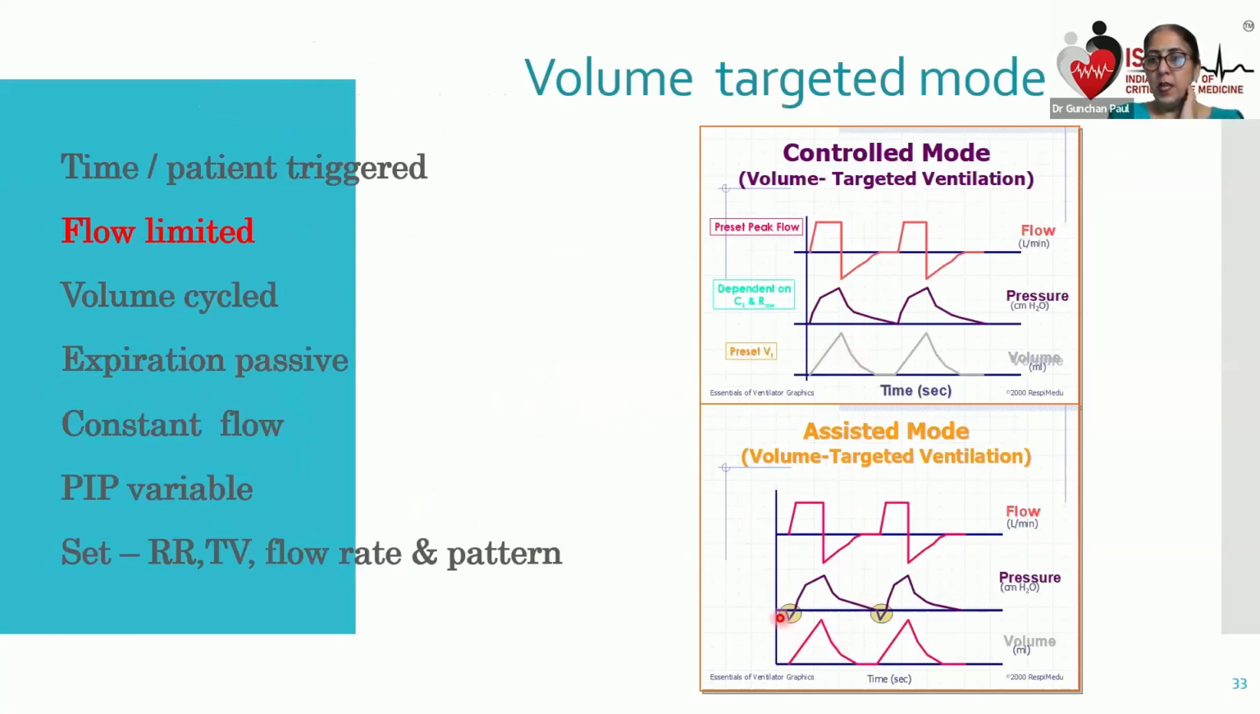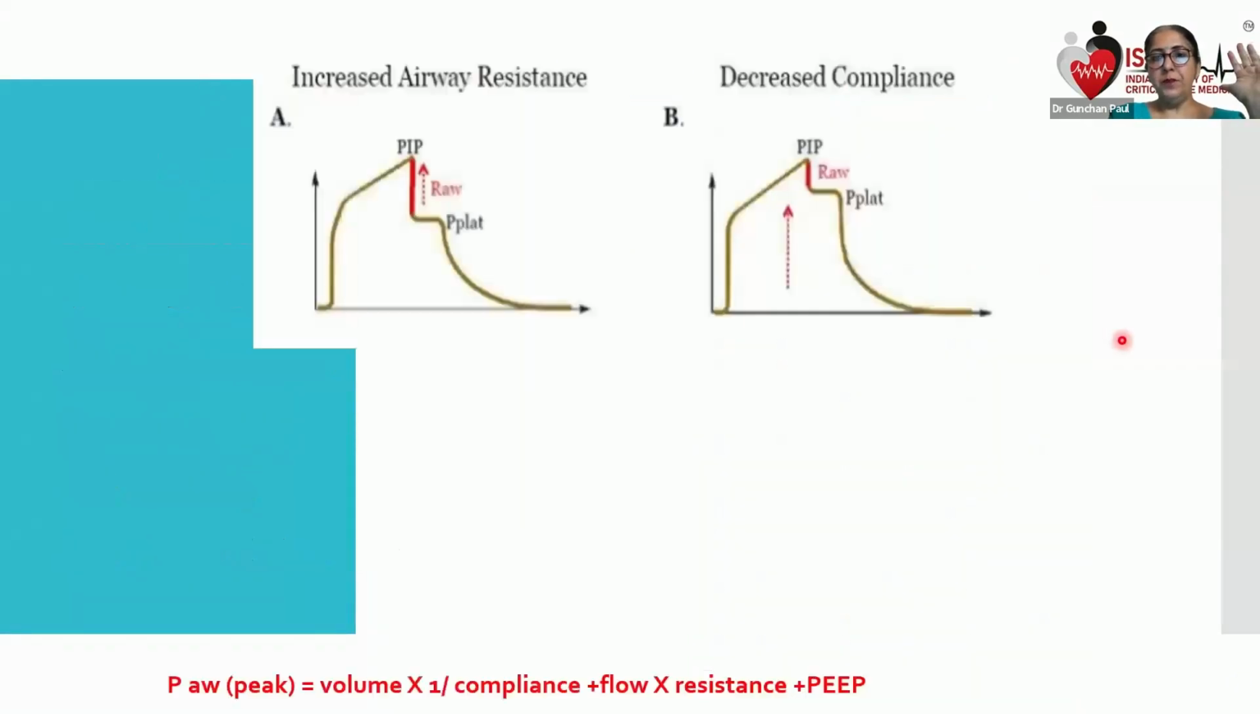So again, here this is volume control and volume assist. There is just a difference. That is, here the pressure is dropping, the patient is initiating the breath. Here the patient is not initiating, it is going on a time basis. So you need to understand that when the flow is constant and pressure is increasing, it is a volume control mode of ventilation.